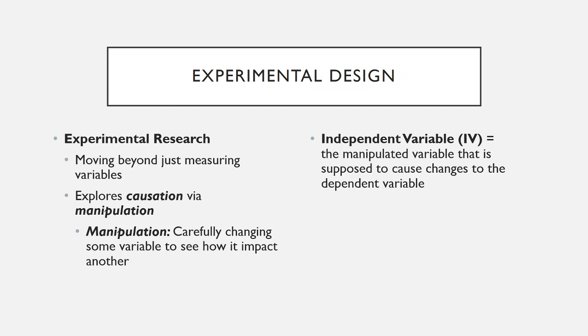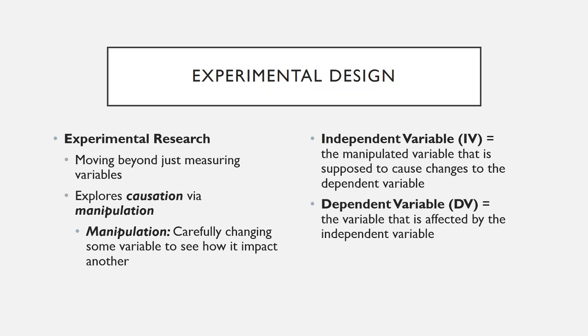So the nomenclature here: your independent variable, your IV, is always the variable that is being manipulated. The idea is that the independent variable is independent of what comes next. You predict that your independent variable can change the dependent variable, but your dependent variable can't do anything to your independent variable, so it's named the independent variable.